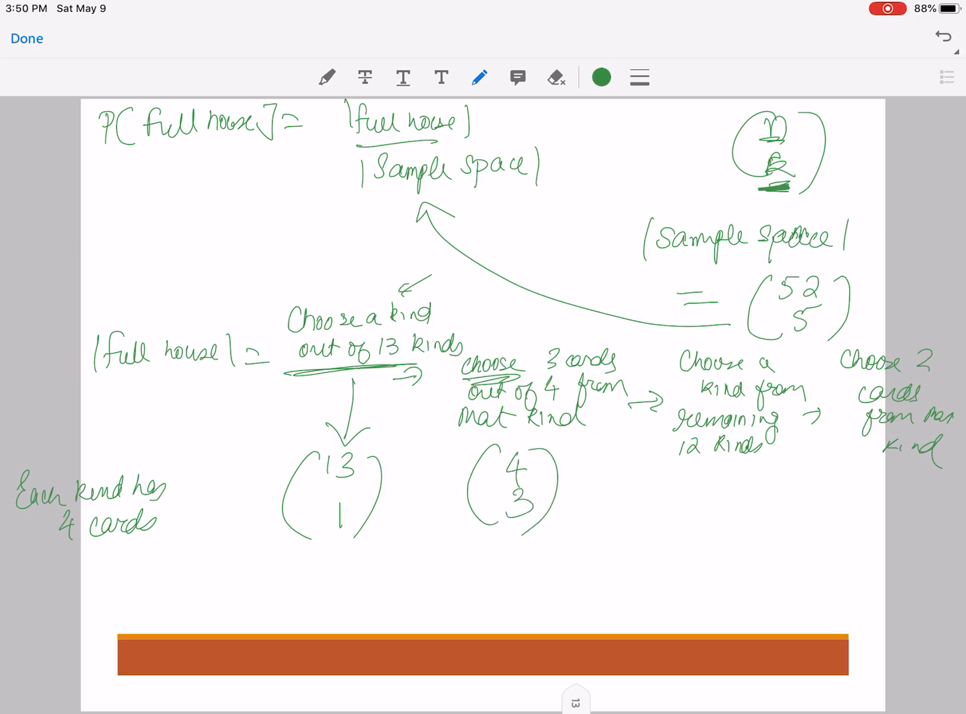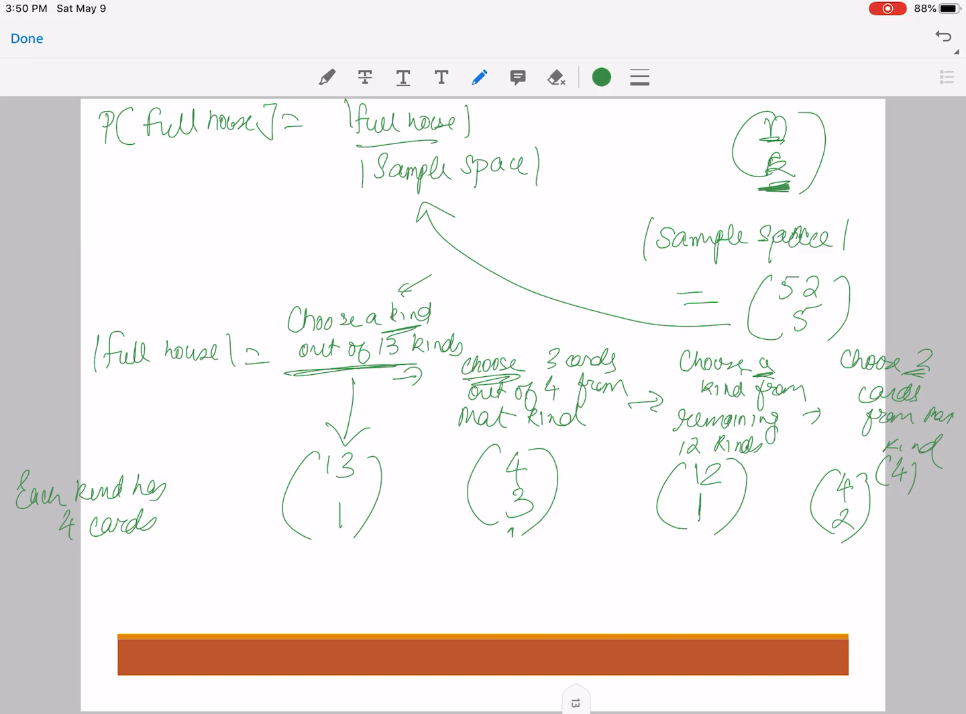The next question is, choose a kind from the remaining 12 kinds. Now because I have already drawn 3 cards from the kind that I had chosen previously, I can no longer draw 2 cards from it because I have already drawn 3. There's no way to physically draw 2 cards from that kind. So that kind is eliminated, leaving me with 12 kinds. So choose a kind from the remaining 12 kinds. So in how many ways can you choose a kind from the remaining 12 kinds? That will be 12 choose 1. And then finally, choose 2 cards from that kind, which has 4 cards. So that answer will be 4 choose 2.